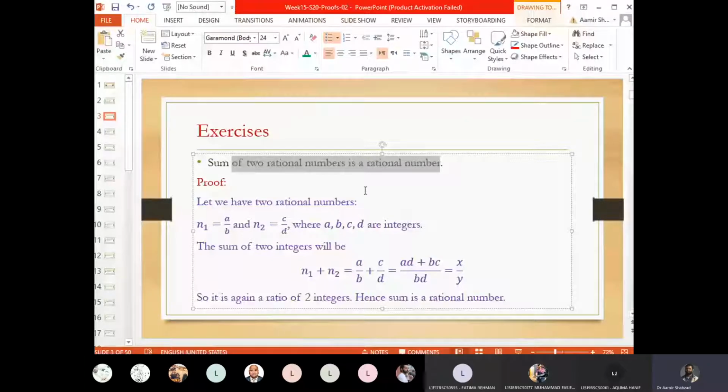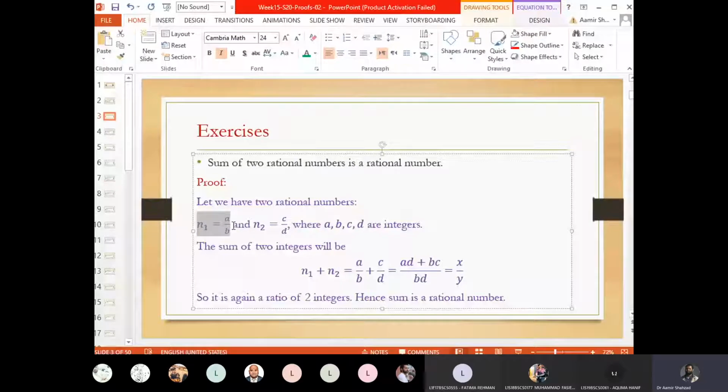So let we have two rational numbers n1 and n2. Let's call n1 a ratio of two numbers. So let's call n1 as a/b and n2 as c/d. So both n1 and n2 are rational numbers. So a/b, c/d, a, b, c, d, ये हमारे पास कोई भी integers हैं. This could be positive integers, negative integers, anything. With the exception, आपकी denominator में zero नहीं आना चाहिए.